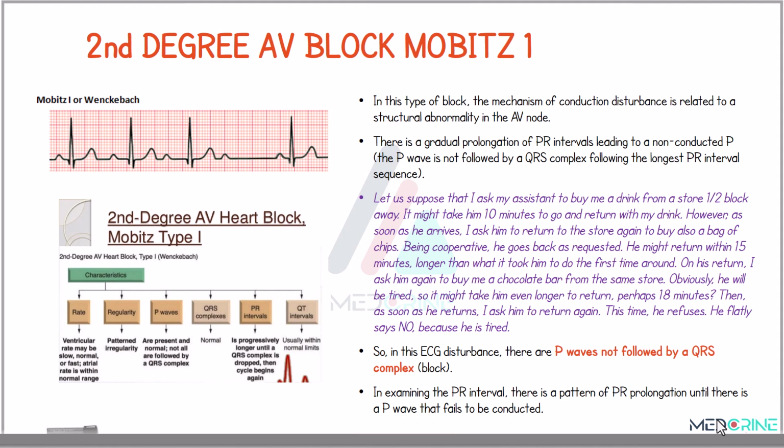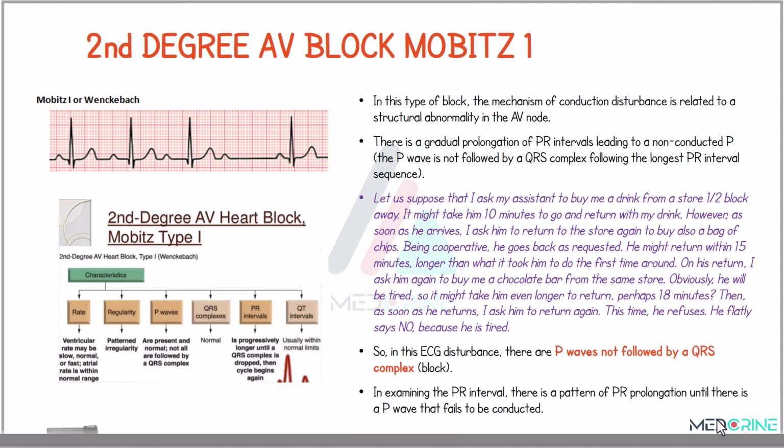So, in the second degree Mobitz I type of heart block, the P waves are not all followed by QRS complexes, and in examining the PR interval, there is a pattern of prolongation until there is a P wave that fails to be conducted. The PR interval keeps on elongating until there is a failure of a P wave to be conducted.